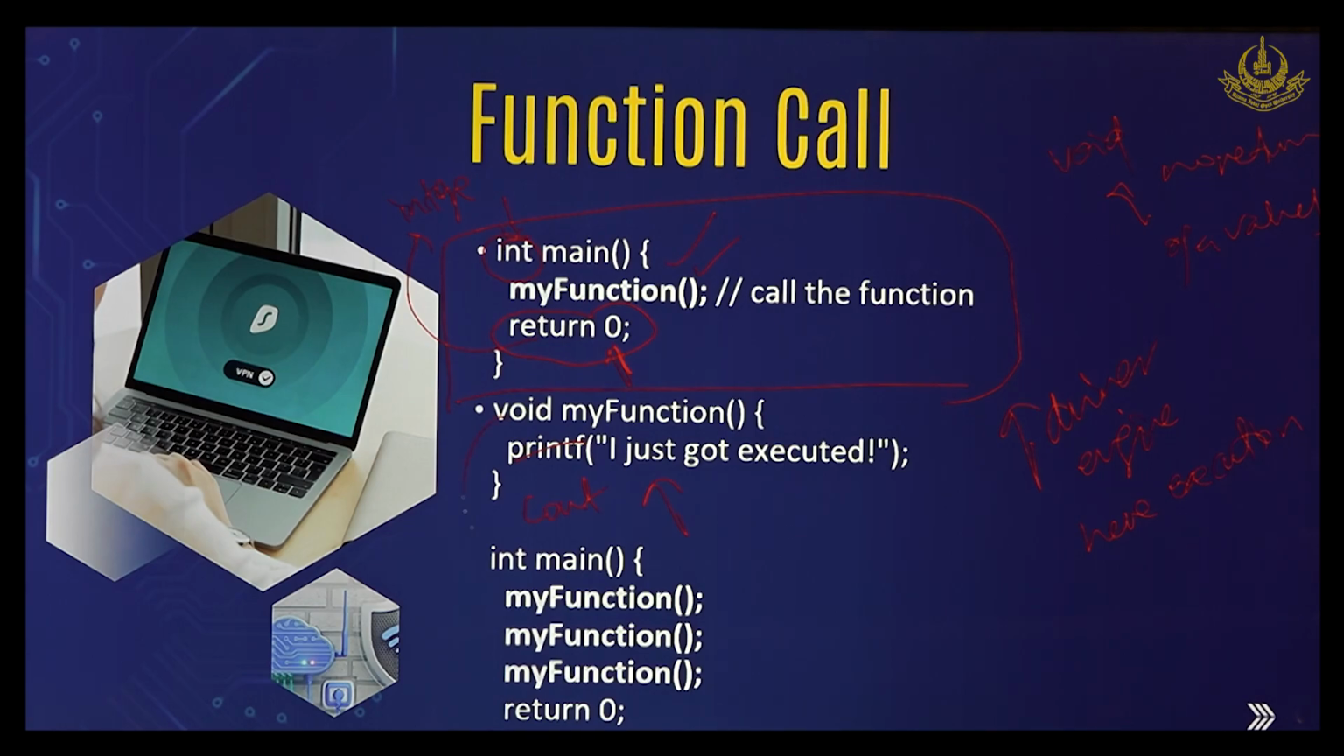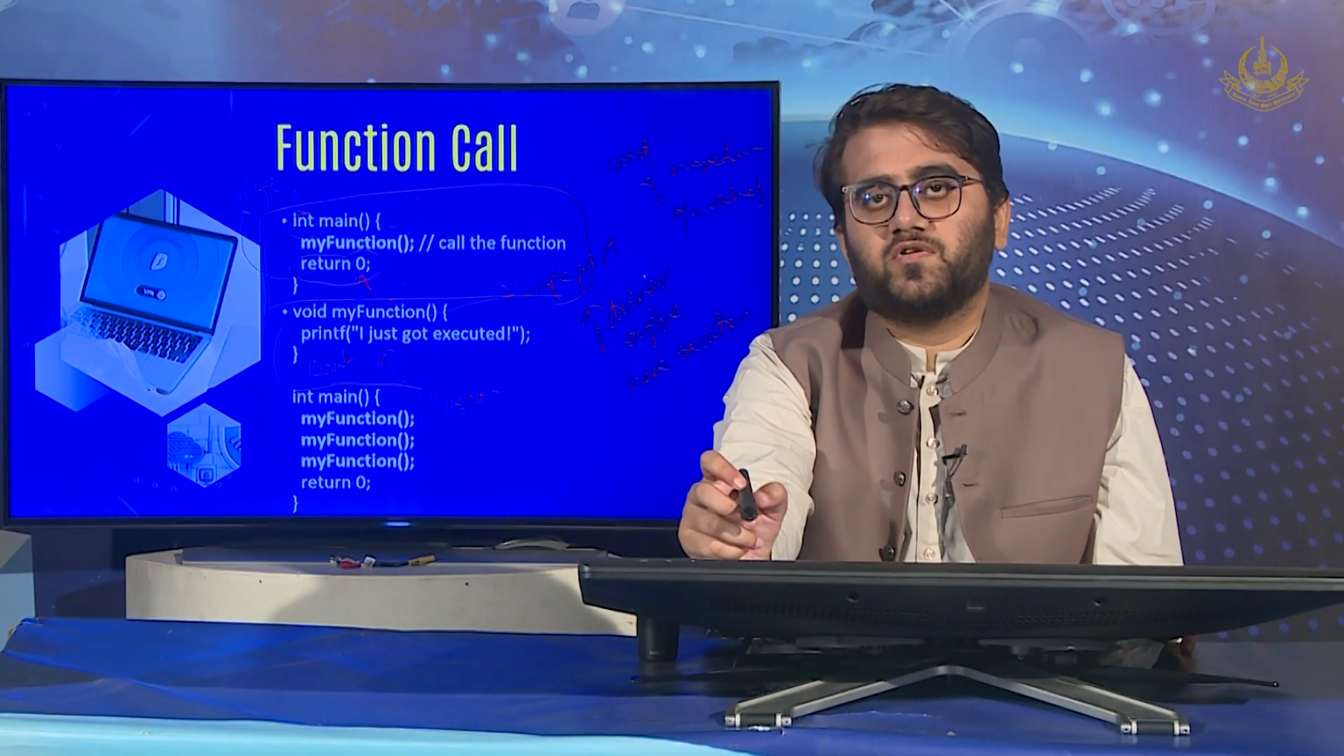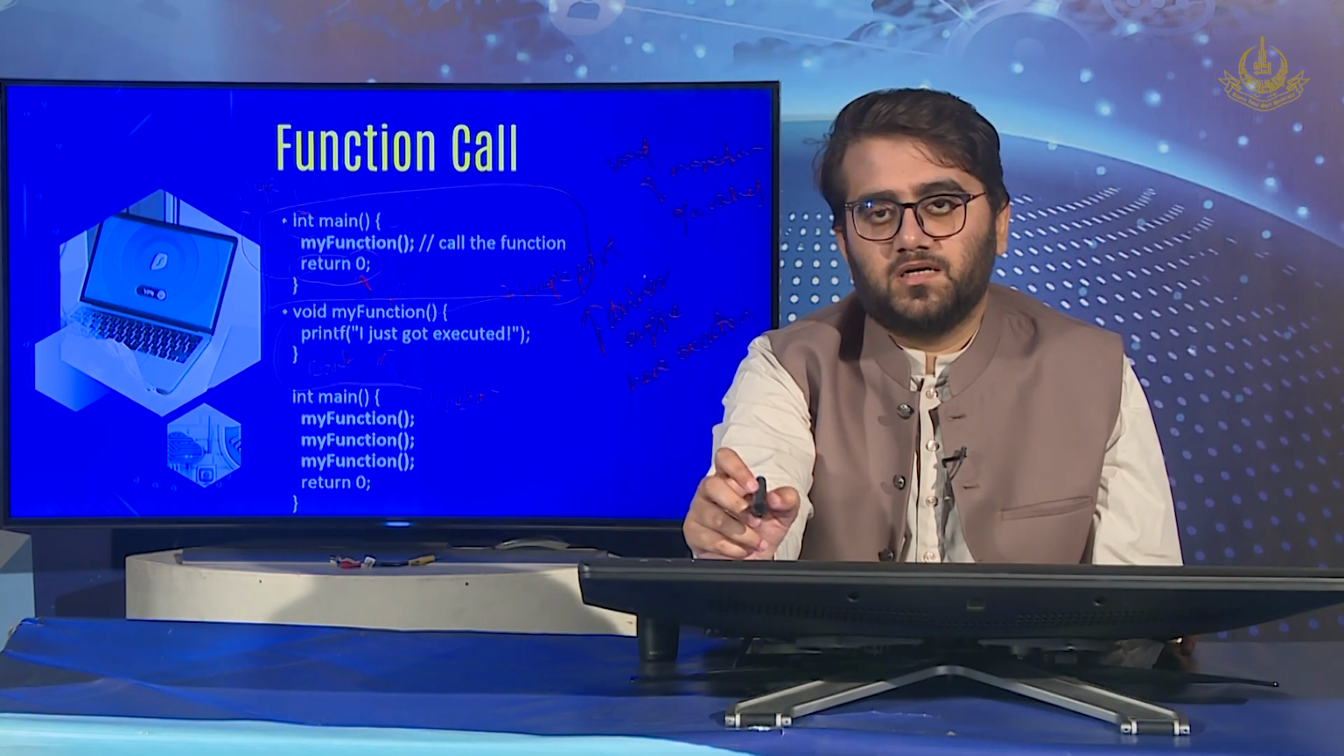We have the return type of void. It does not return anything. The function is not returning anything. The name is my function. The my function word is confusing, so you may change it with simple print. You may change the name of the function. The name of a function, once defined, is set in stone.